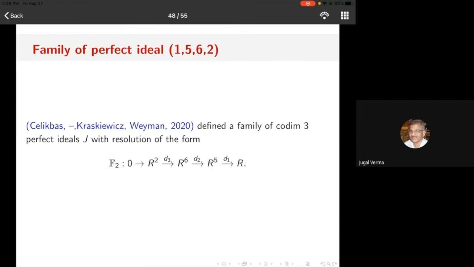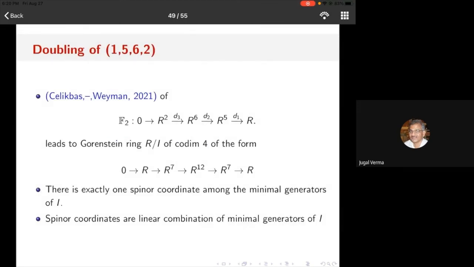So in my joint work with Saliksbas and Weiman, we constructed the doubling of such a resolution 1, 5, 6, 2, and this gave a resolution of a grade 4 Gorenstein ideal of the form 1, 7, 12, 7, 1. And in this case, we found that only one Spinor coordinate is among the minimal generating set of the ideal, and all other Spinor coordinates are linear combinations of the minimal generating set of the ideal.